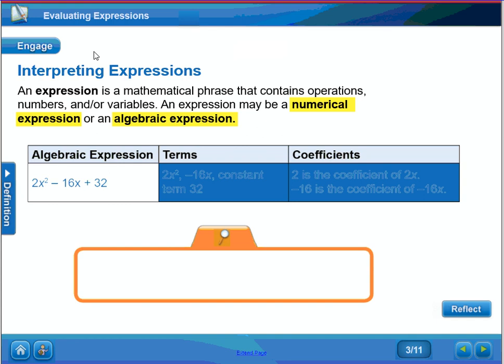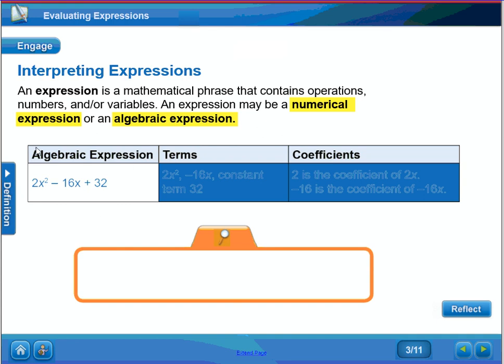All right, the first thing we have are a few vocabulary words that we want to make sure we understand. So an expression is a mathematical phrase that contains operations, numbers, and/or variables. It has numerical expressions, like numbers, or algebraic expressions, which include letters like x, y, and so on and so forth.